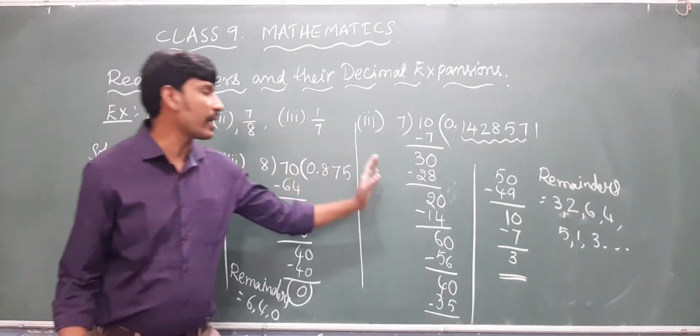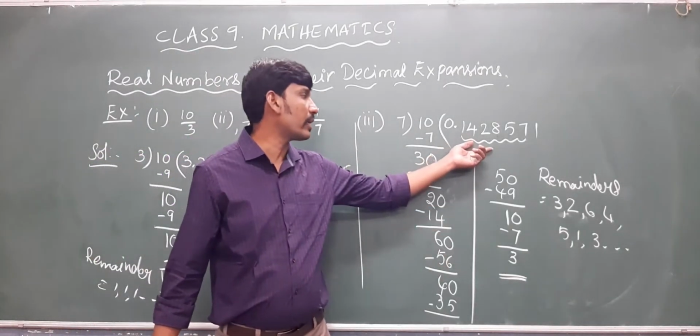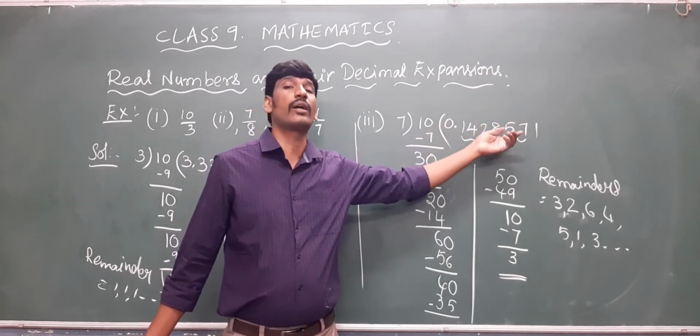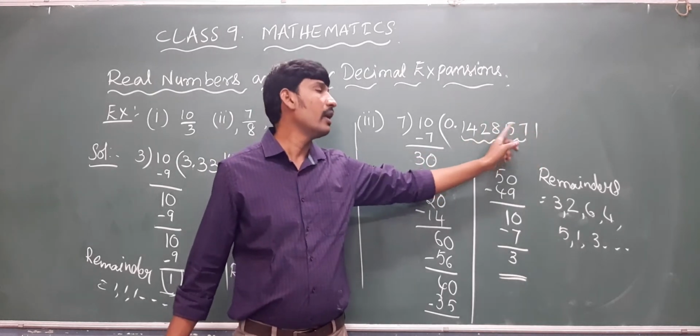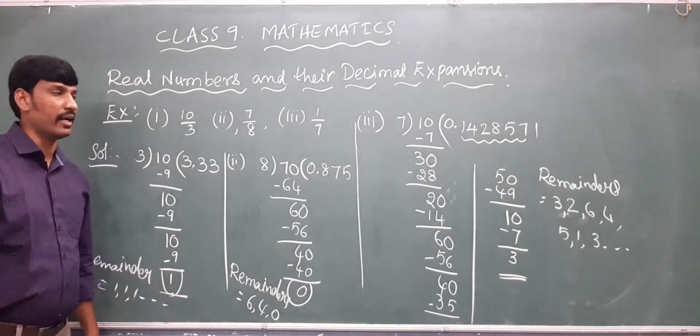But coming to this case, the remainders are different values, and even the quotient, after some digits, will be repeated. After some digits the quotient will be repeated. Okay, now we are going to discuss these three cases in detail.